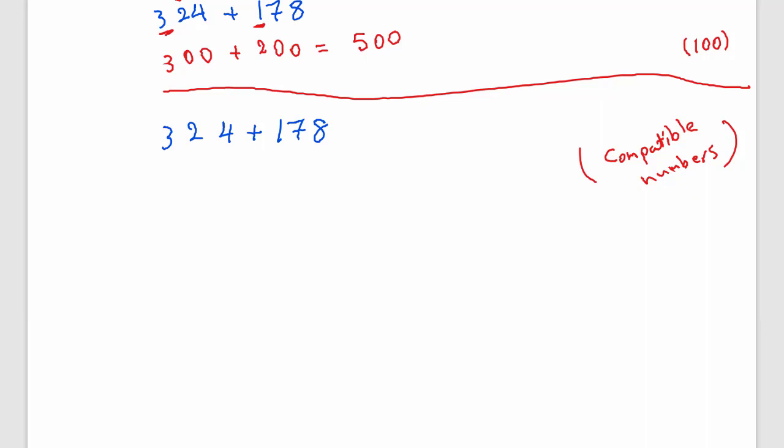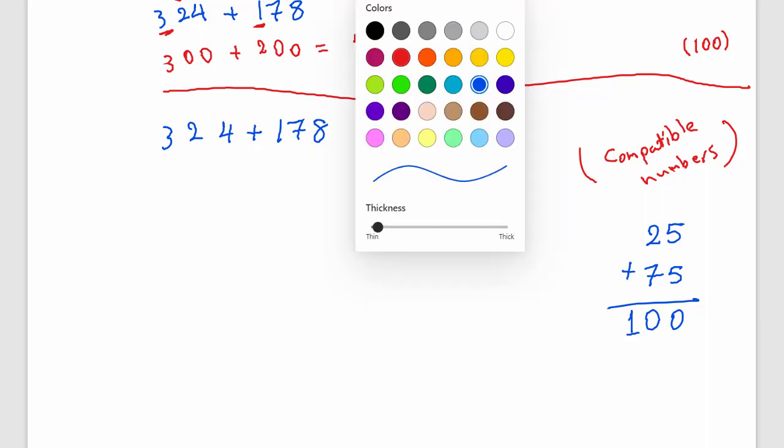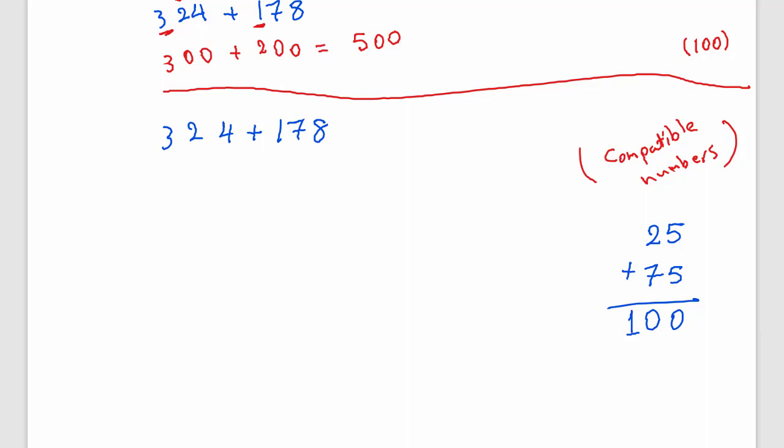So simply, my heroes, I see here 24 and 78, and I know that 25 plus 75 equals 100. So I can use this fact to solve this question. I will use 325 for the first number and 175 for the second number. So I choose the 24 to be 25 and the 78 to be 75.